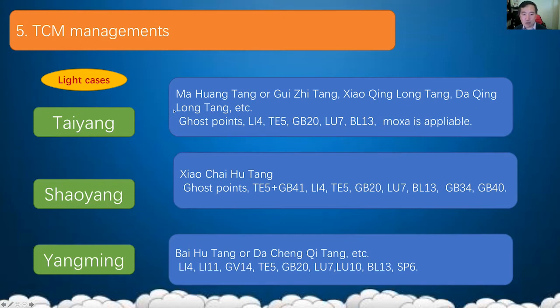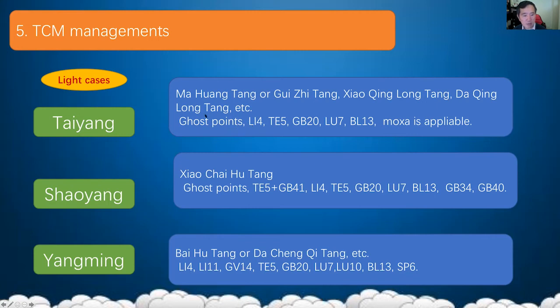So you can observe clearly that even at the Taiyang stage, due to different constitutions, for a person with a very strong reaction to wind cold, or where wind cold is very strong, we can use Ma Huang Tang. Otherwise, if people have a little sweating, we can use Gui Zhi Tang. And if people have a constitutional cold phlegm accumulation in the lung, for example allergy or asthma, we can use Xiao Qinglong Tang. If people have a lot of heat in Yangming, we can use Da Qinglong Tang. Even at the Taiyang stage, the treatments are a little bit different.